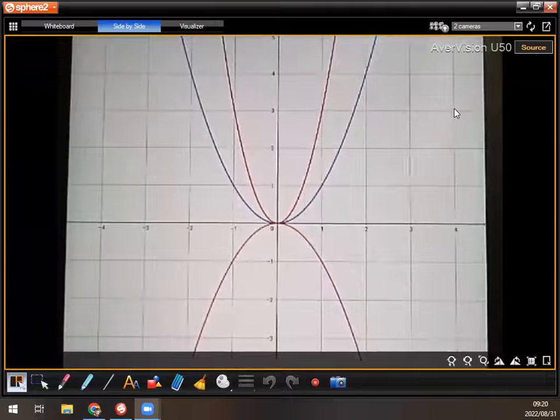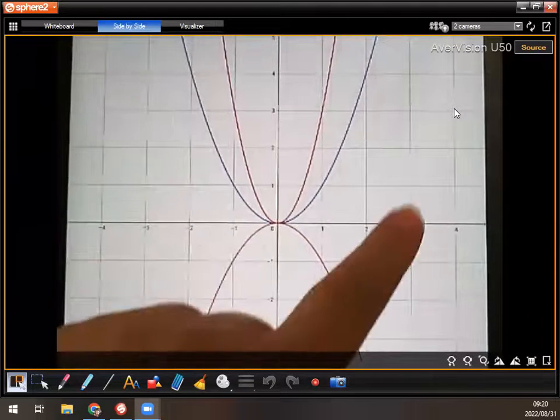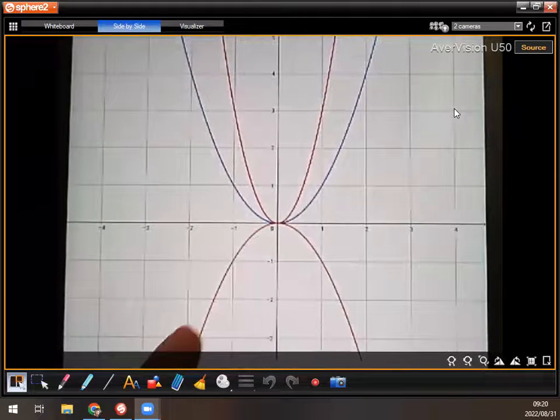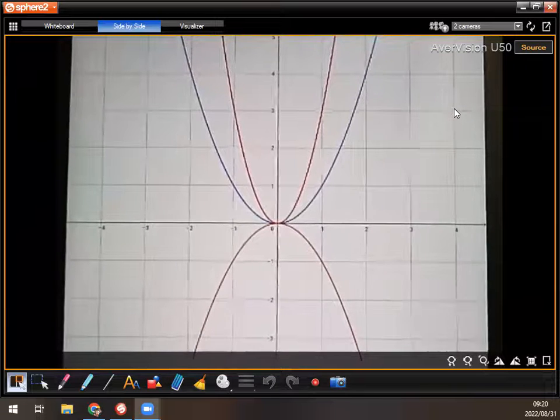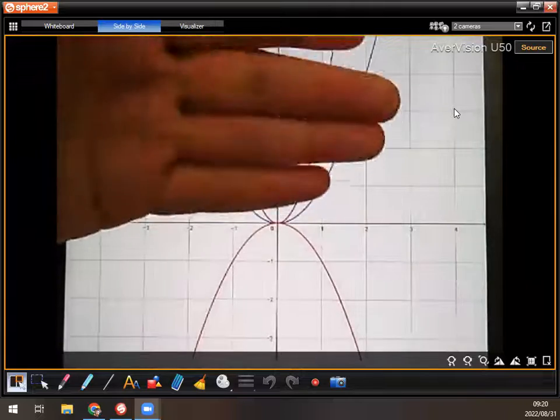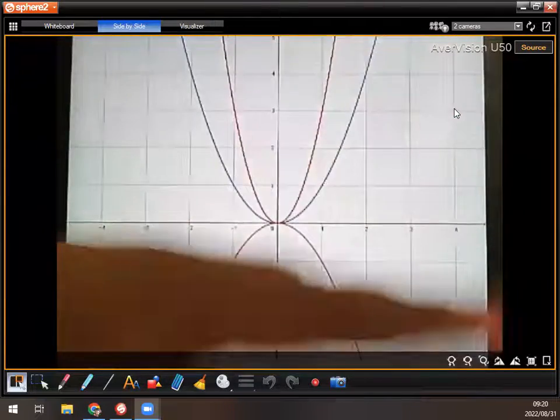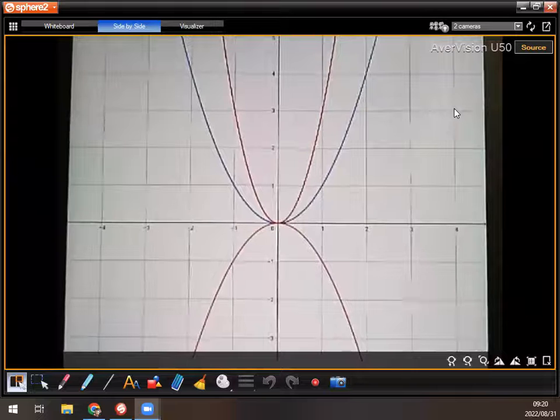Do you guys remember reflections from last week? What happens when you reflect a point in the x-axis? Anyone remember? The y value is going to change. That's what's happening here, guys. The y value of the blue graph was x squared. The y value of the orange graph is negative x squared. We're still going to talk about reflections a bit more later on, but that's what happens, guys. If your a value is negative, your graph is reflecting in the x-axis.